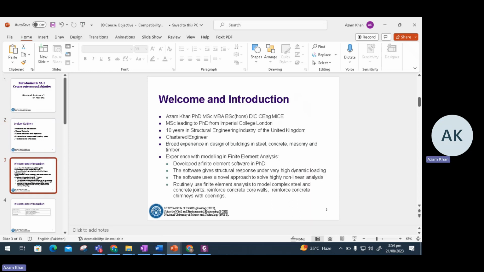Now, my name is Dr. Azam Khan, and I'm a PhD in structure mechanics. I am associate professor of structure engineering. I've got 10 years industry experience and 5 years teaching experience. My research area is finite element analysis and modeling. I have worked on steel and concrete structures.